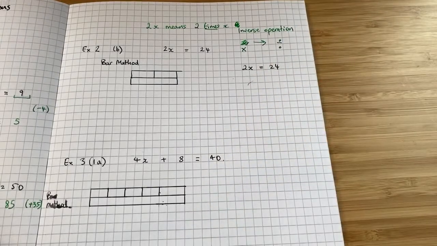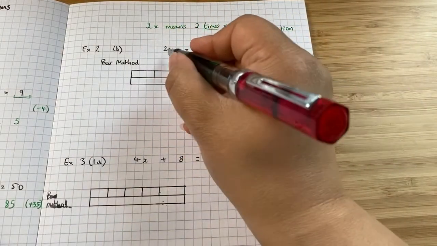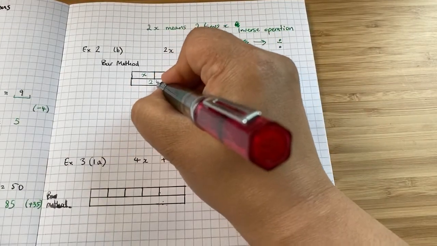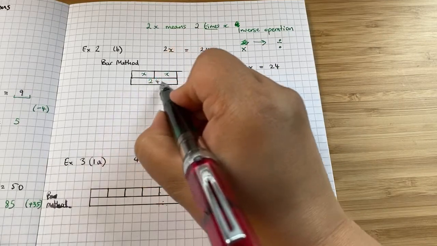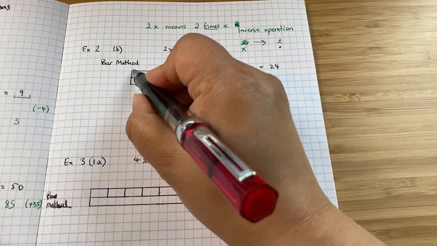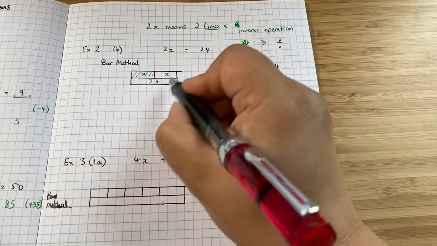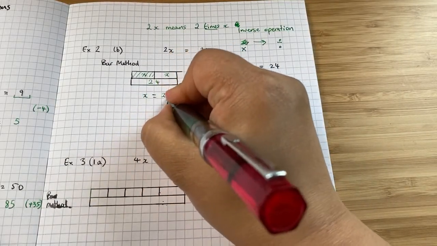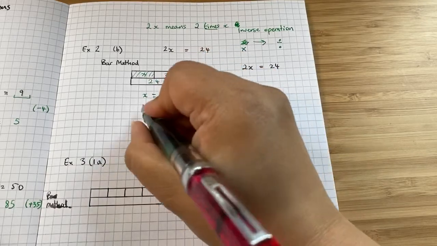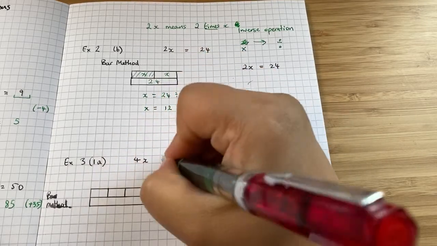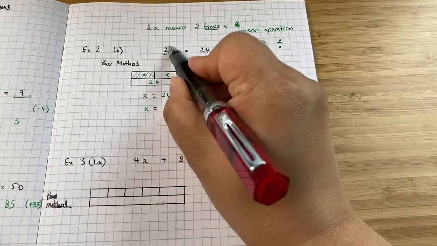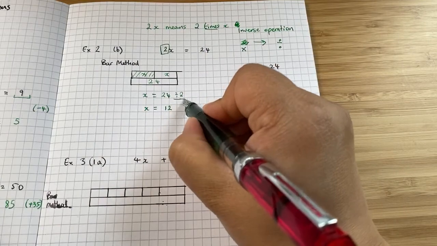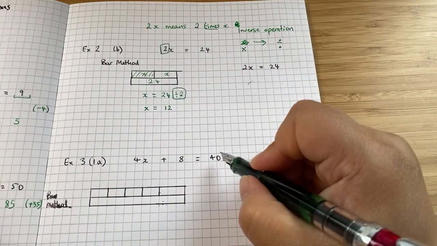Okay. Now, I've done it here with the bar method. 2x, so there's 1x, there's my second x. All of that has to equal 24. So that entire thing is 24. I want to know what one of them is. So I want half of that bar. So x is 24 divided by 2. So that means x must be 12. Again, it is the inverse of what's happening here. So this meant times, and if you notice, I am doing a divide by 2.